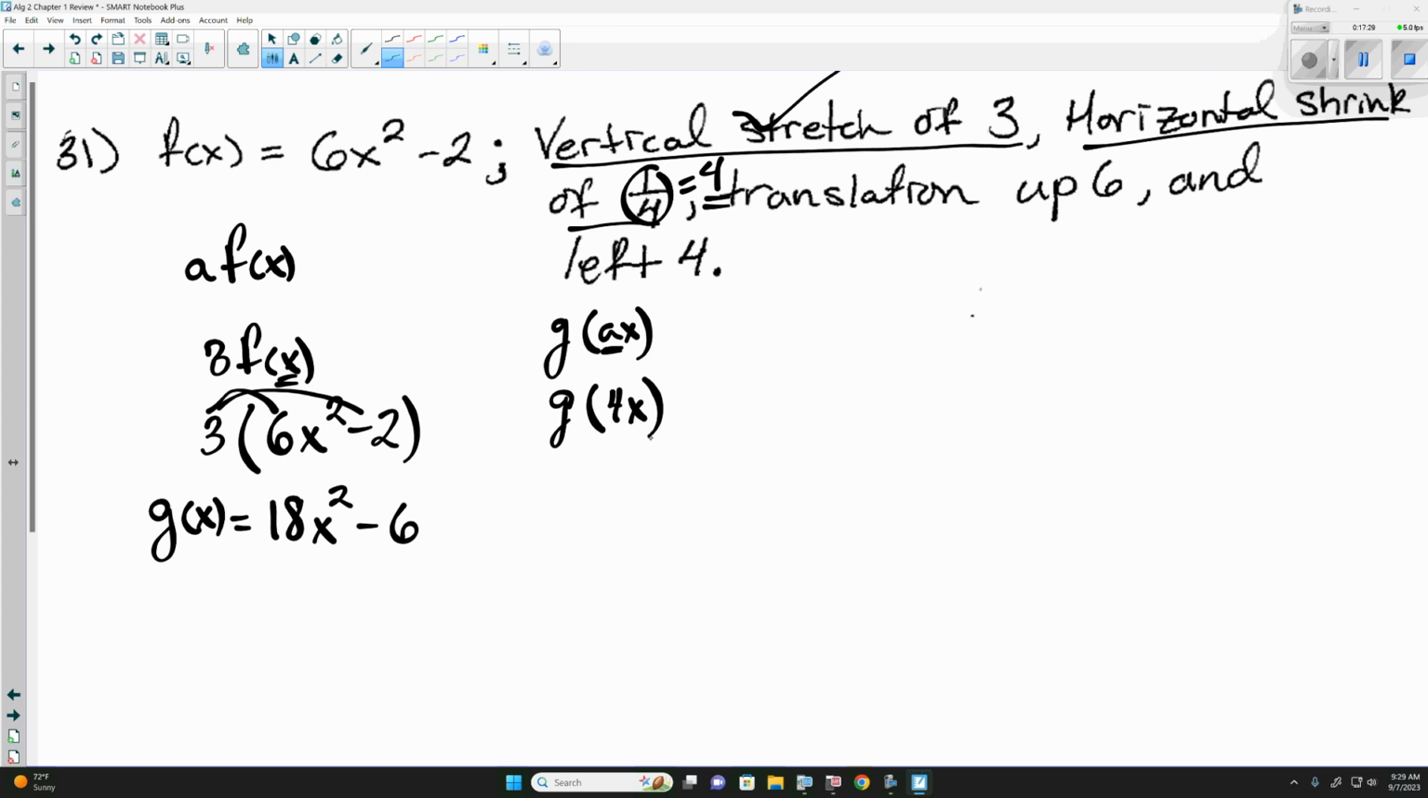Now I replaced the x with 4x. So this x is now 4x, which means every x in the function is now 4x. So everything else stays the same. We'll still have the 18, but now it is minus 6. That's all we're changing. Because we took the x, it was x squared. We don't have x anymore, we now have 4x, but everything else of the function stays put. The 18, the square, the minus 6. So now we have 18 times 4x squared minus 6.